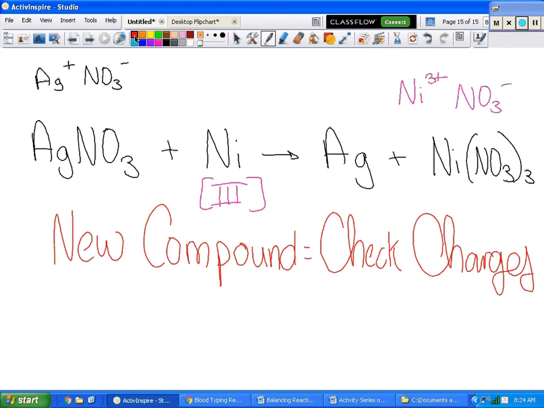Okay. All right, how many silvers do I have on the left? 1. How many silvers on the right? 1. How many nickels on the left? How many nickels on the right? Now, do you see a polyatomic? Is it on both sides? So you're good. How many nitrates on the left? How many nitrates on the right? 3. That is an issue. So I'm going to come in and I'm going to put a 3 here. But who else did that just affect? It also affected the silver. So that is it. Is that what everybody got? Good. Okay, if you didn't get that, we need to work on that.